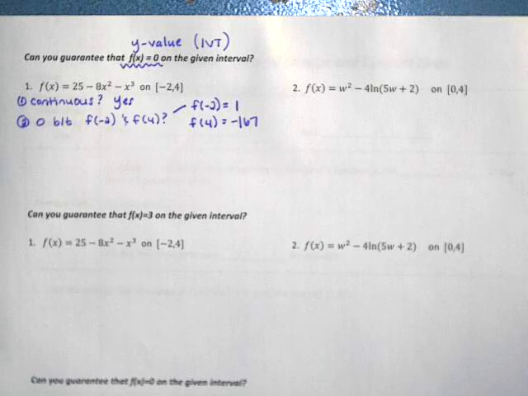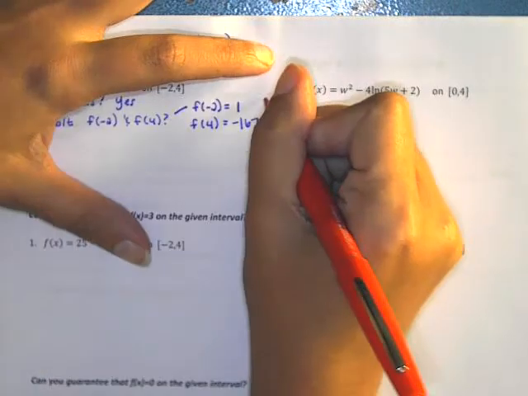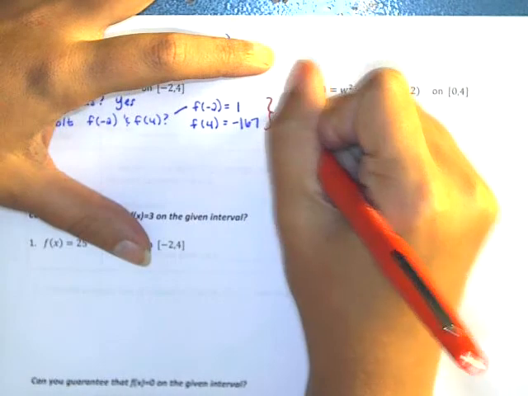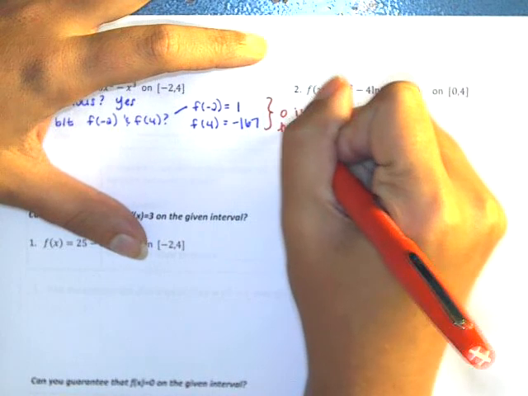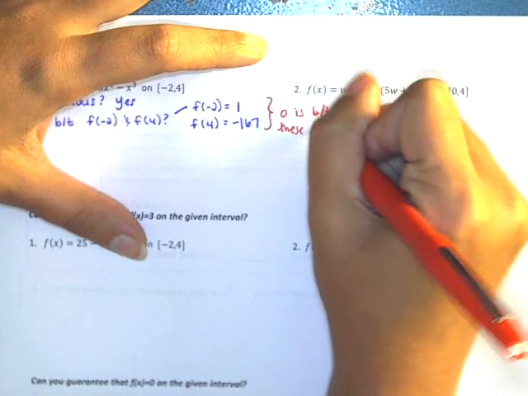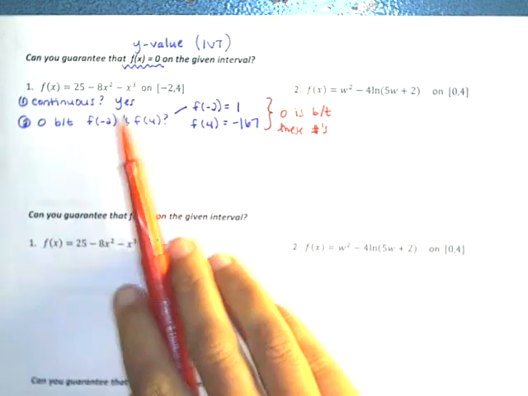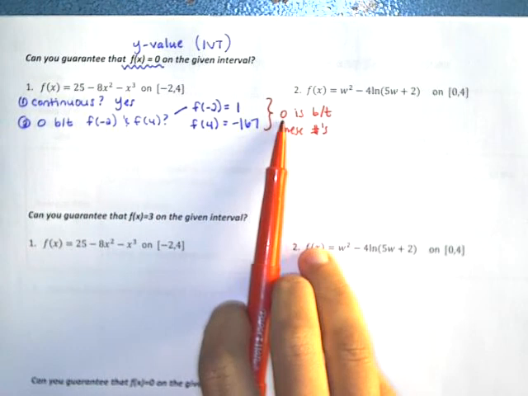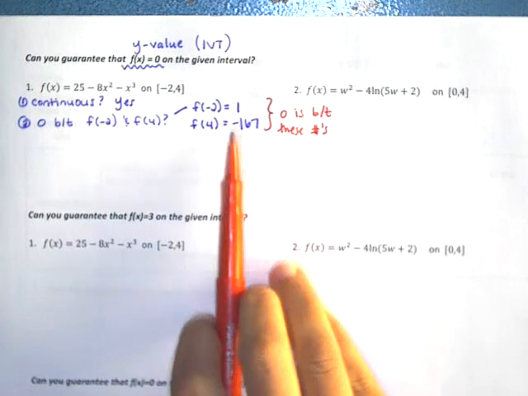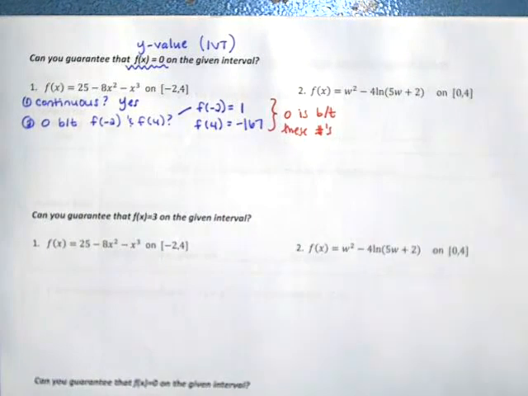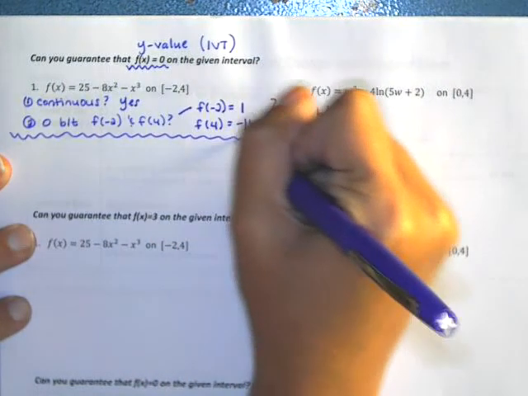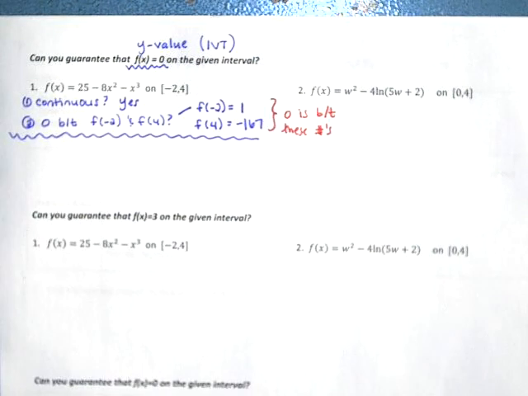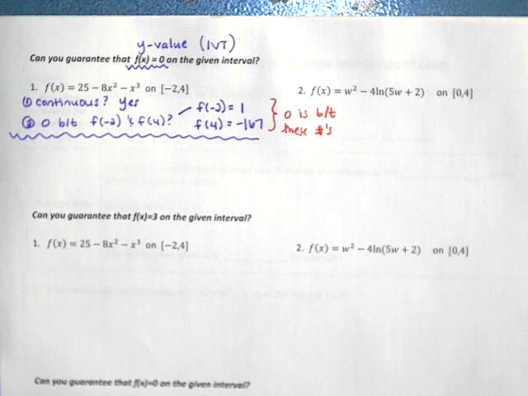Now, because one of these numbers is positive and one of these numbers is negative, 0 is between these numbers. Since we are continuous and the number that we want to guarantee is actually between these two numbers, we can use the intermediate value theorem to guarantee that we actually cross through that value. Here's how you would write that.